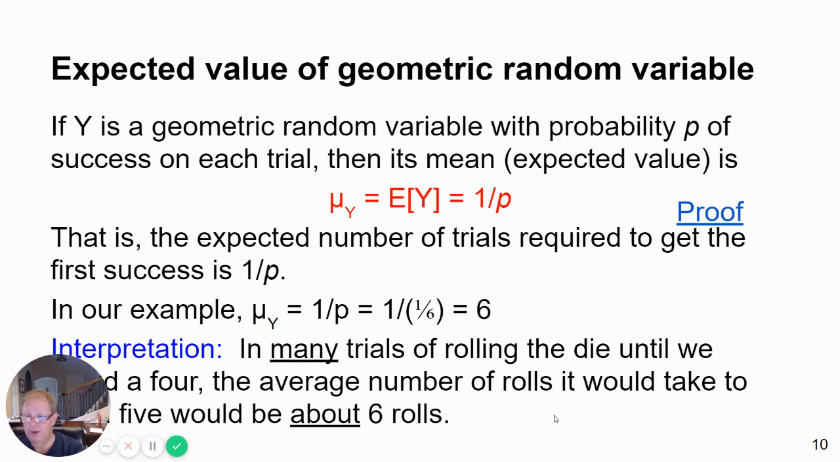We love to test you on interpretations, and here's the interpretation. In many trials of rolling the die until we get a 4, the average number of rolls it would take to get a 4 would be about 6 rolls.